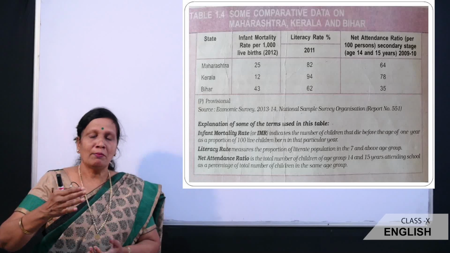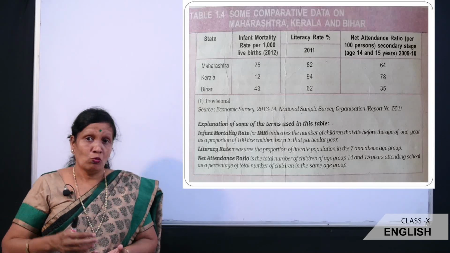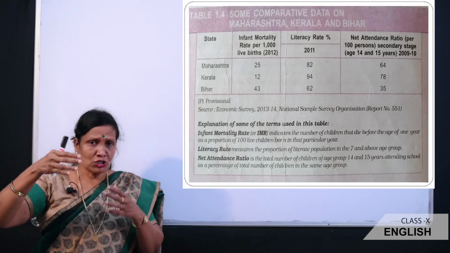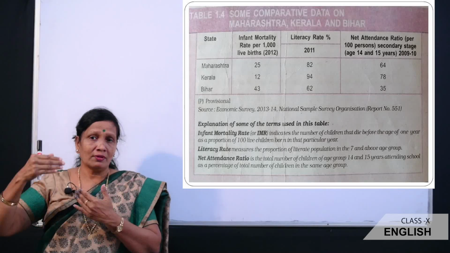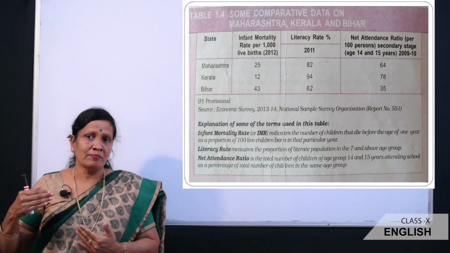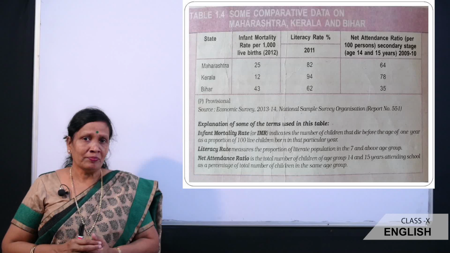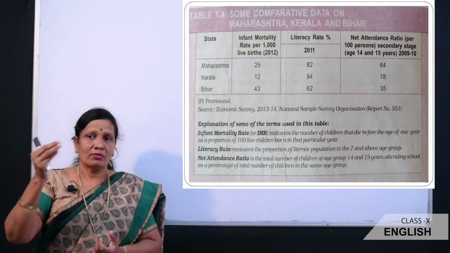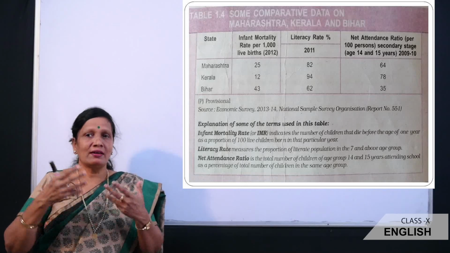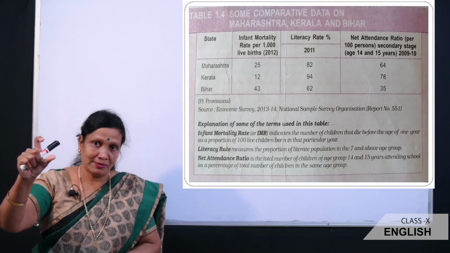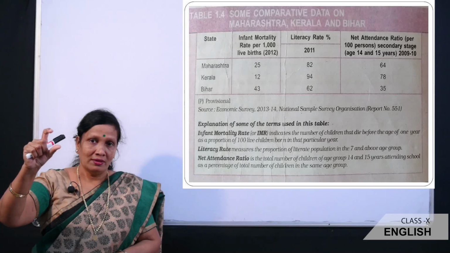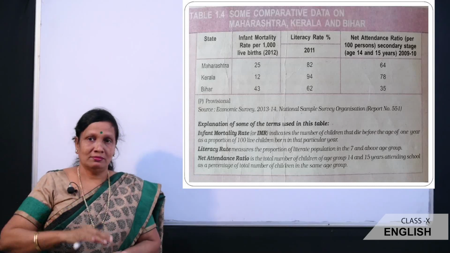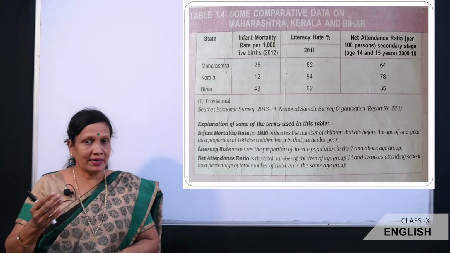So then you can maybe give the reasons. Once you compare this, initially you can analyze the facts and start writing after giving a suitable heading. You can give the status of education, the literacy and infant mortality status in different states. You can give the heading like this.